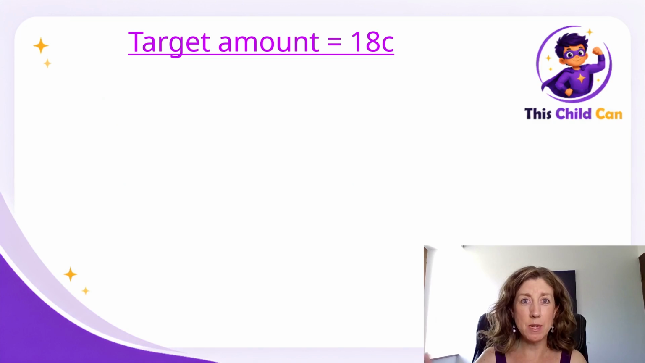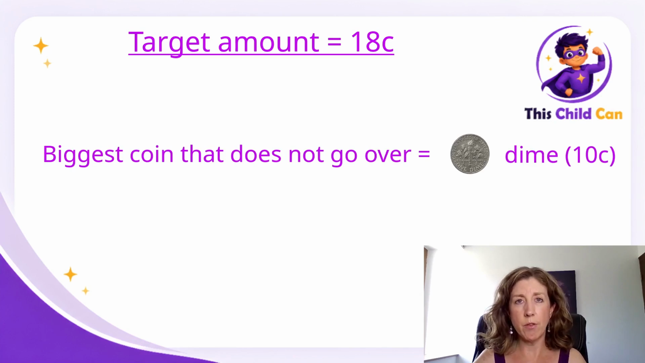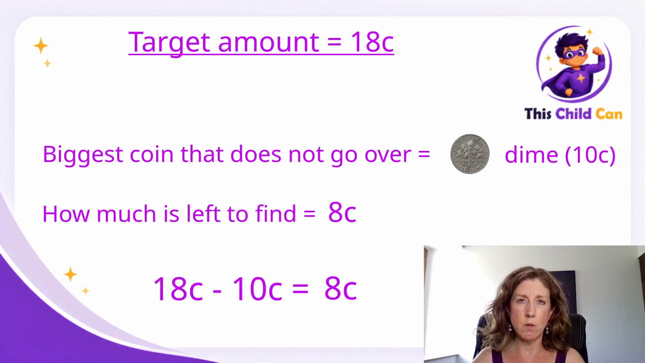Let's demonstrate this with a target amount of 18 cents. First of all, we need to choose the biggest coin that does not go over our target amount. A quarter is too big, it's 25 cents. So we go down 1 coin. Let's start with a dime, 10 cents. That works. Now we need to find out how much is left. 18 cents, take away 10 cents, leaves us with 8 cents still to find.